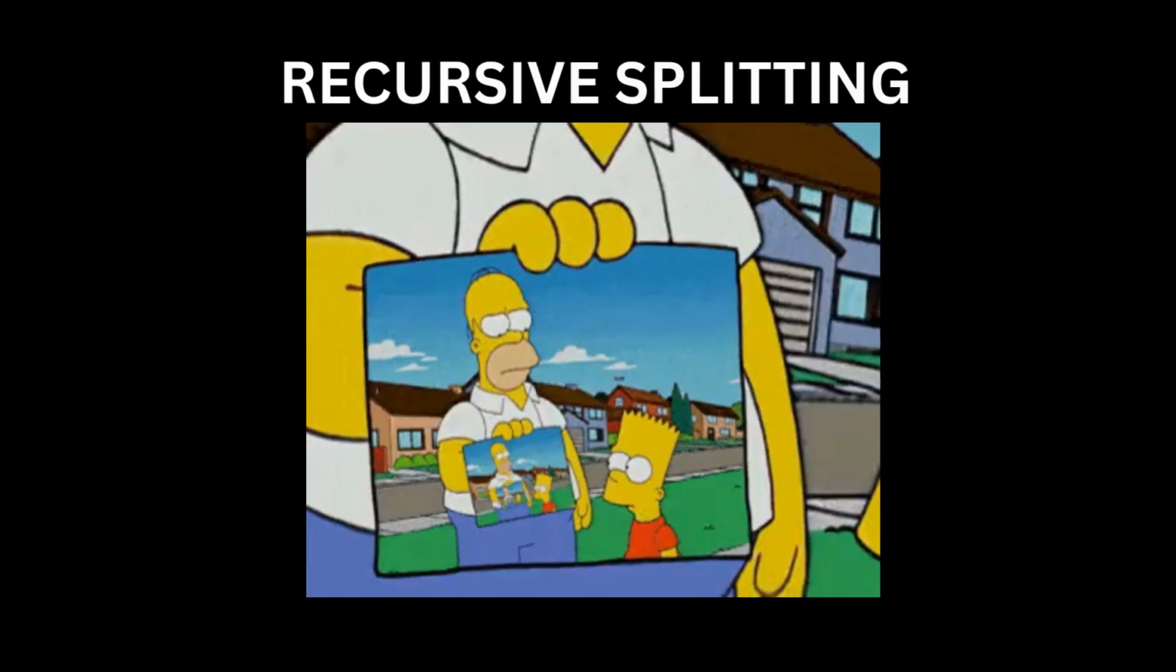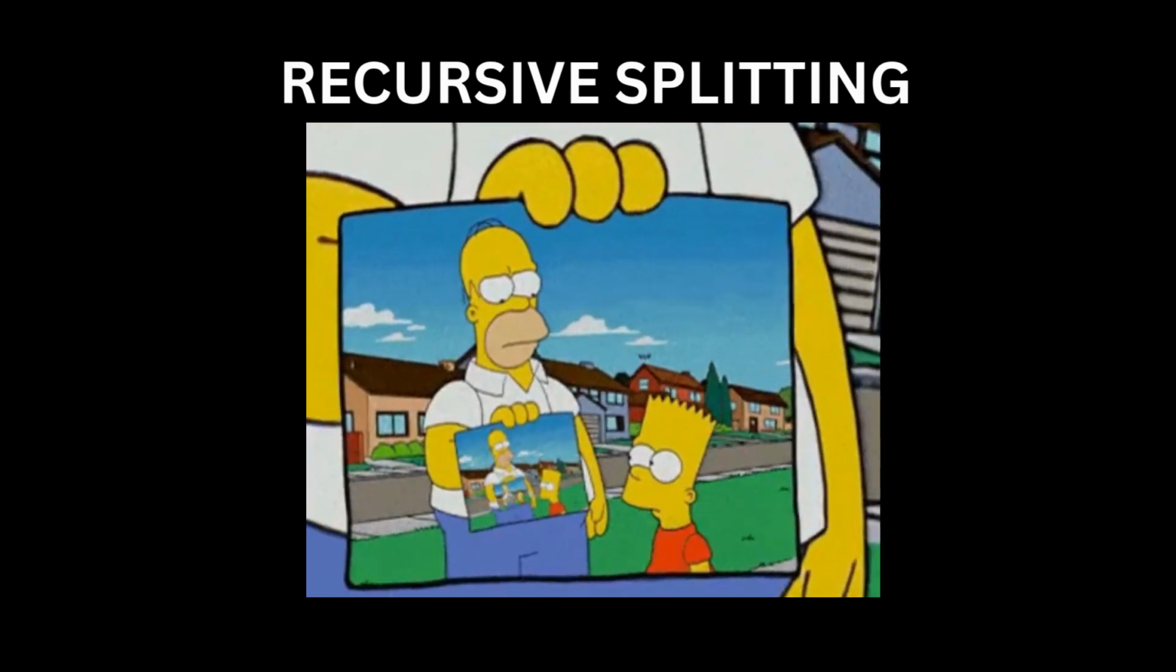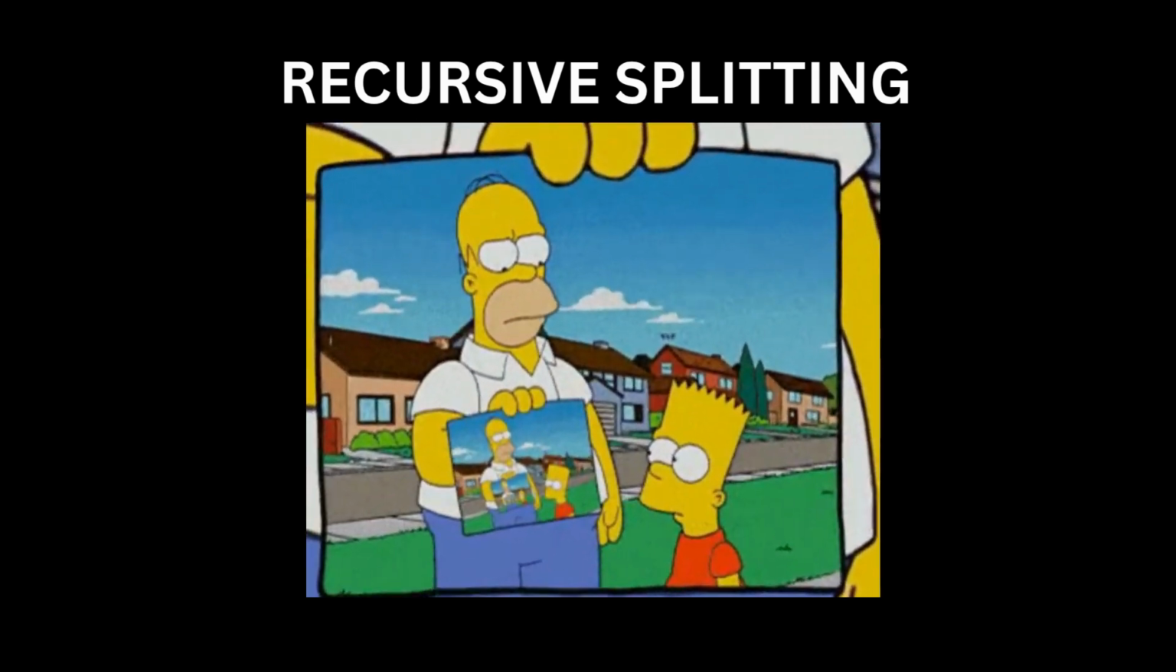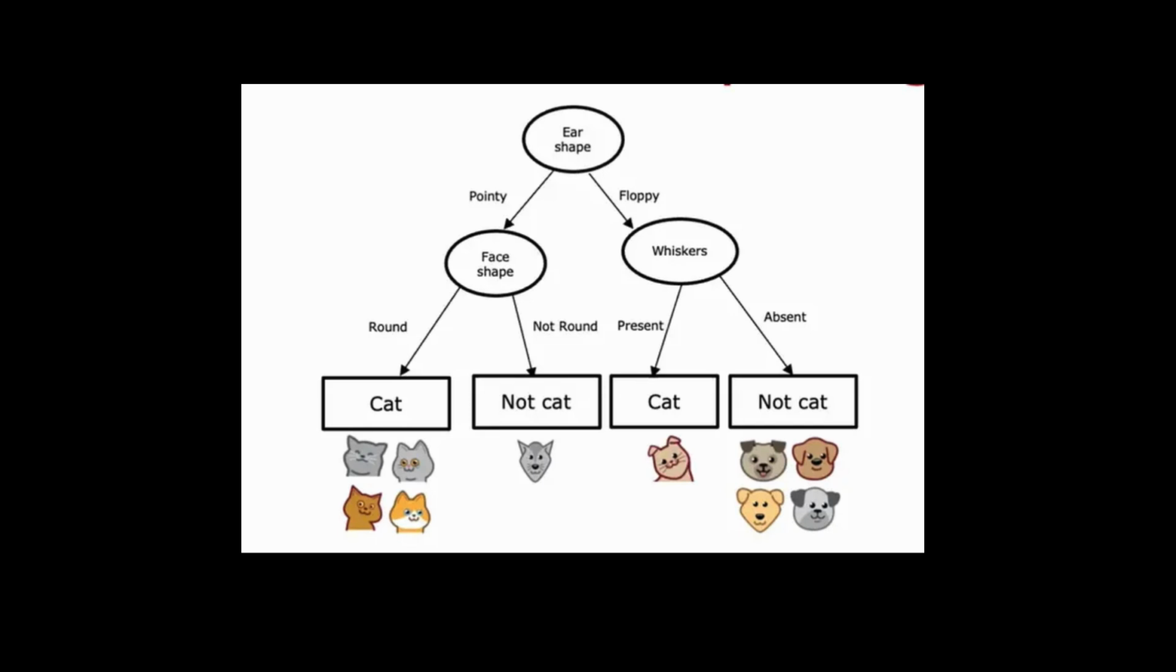By the way, this process of splitting the nodes again and again based on information gain is called recursive splitting. One thing to note, the features used on the left and right branches don't have to be different. You can split on the same feature again later if it helps.